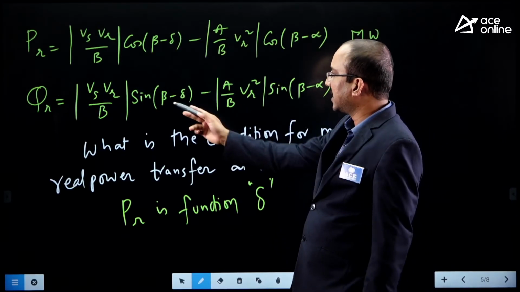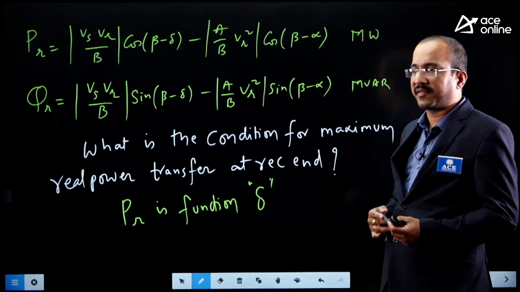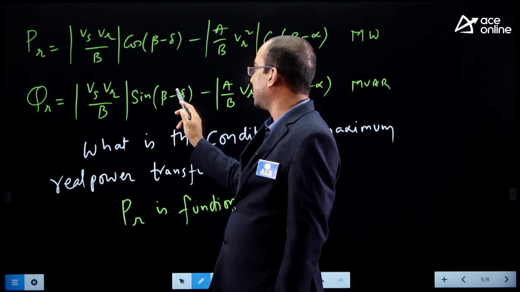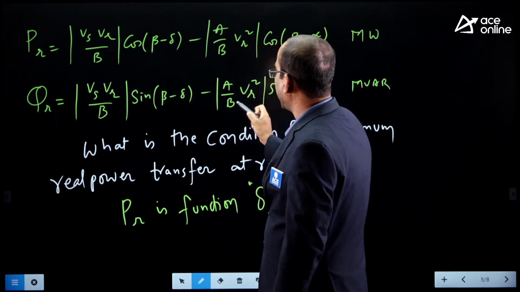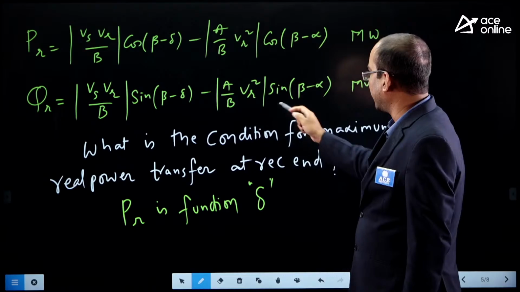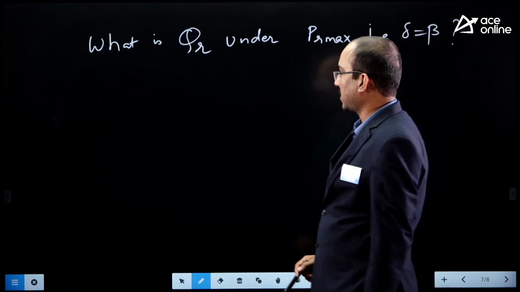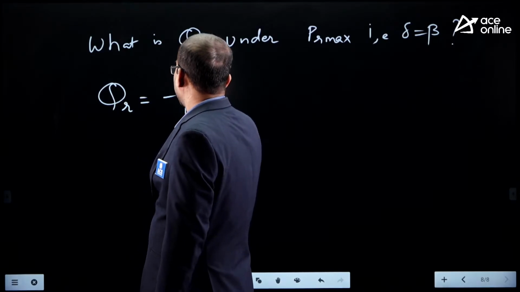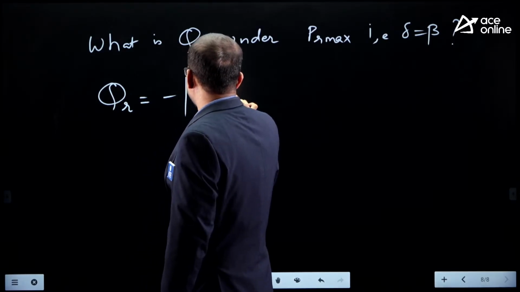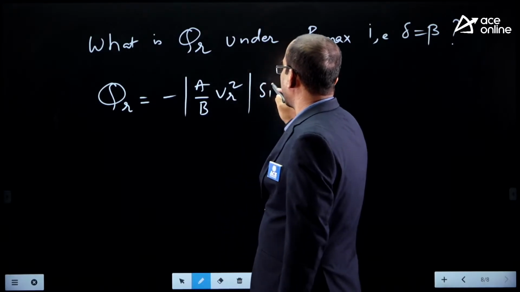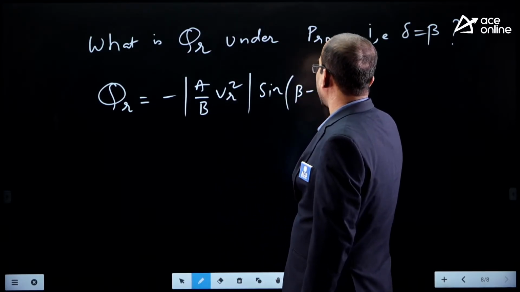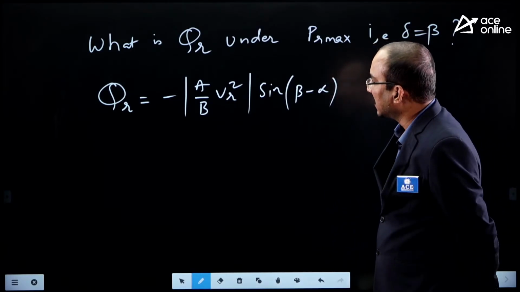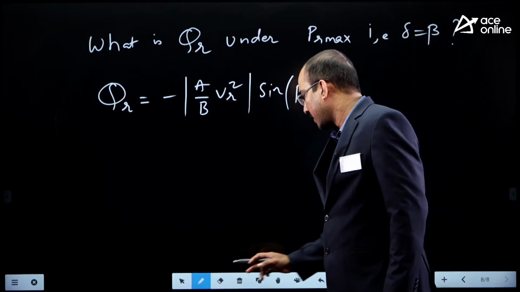So here we have the reactive power transfer equation. When delta equals beta, this sin 0 is 0. Now only the negative term is left. So what is the value of QR under that condition? QR is minus A by B Vr square sin of (beta minus alpha). So this is the reactive power transfer under maximum real power transfer condition.